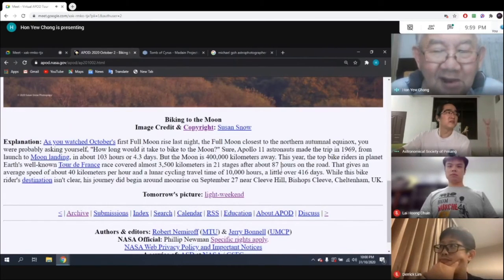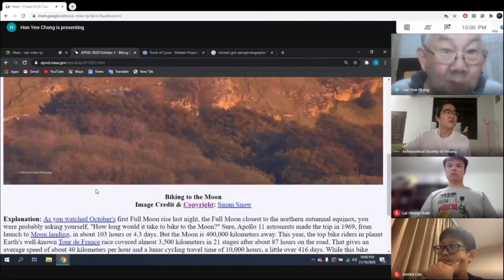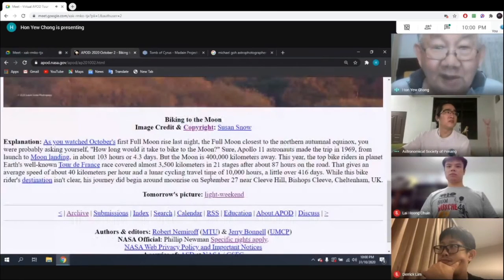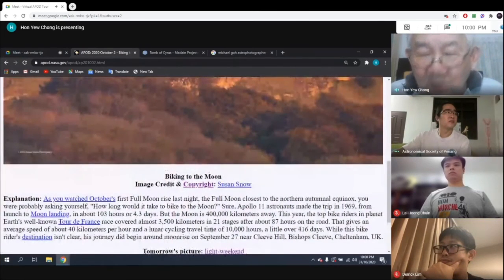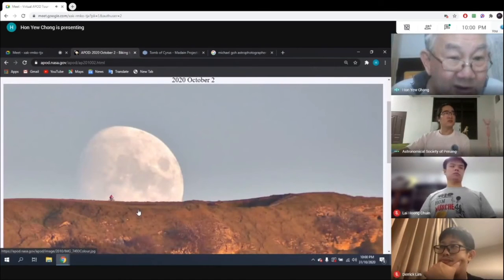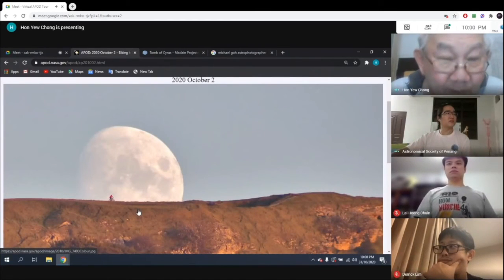So basically, they say that in 3,500 kilometers, they travel at 40 kilometers per hour. Imagine you cycle at 40 kilometers per hour in a straight line to the moon. How long will it take? About 416 days. So you cycle in a straight line, 40 kilometers per hour, non-stop, 410 days, more than 1 year, and you will reach the moon.